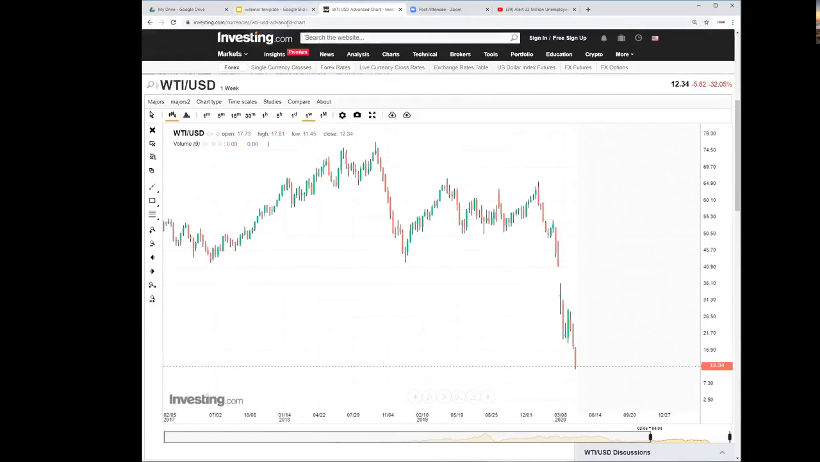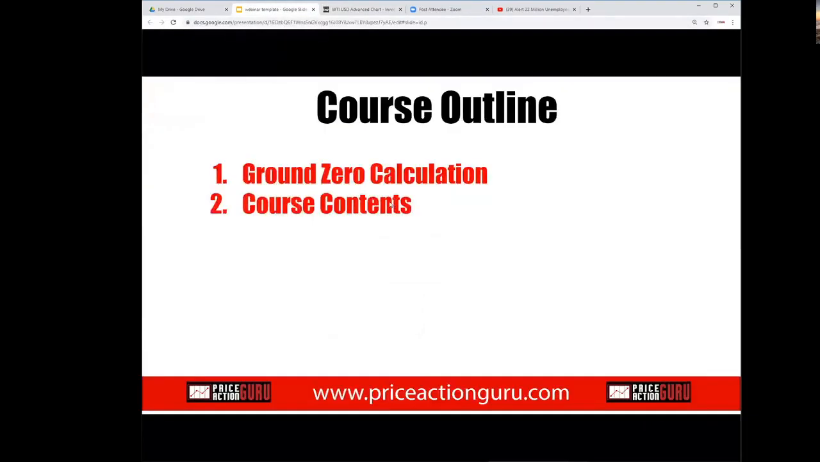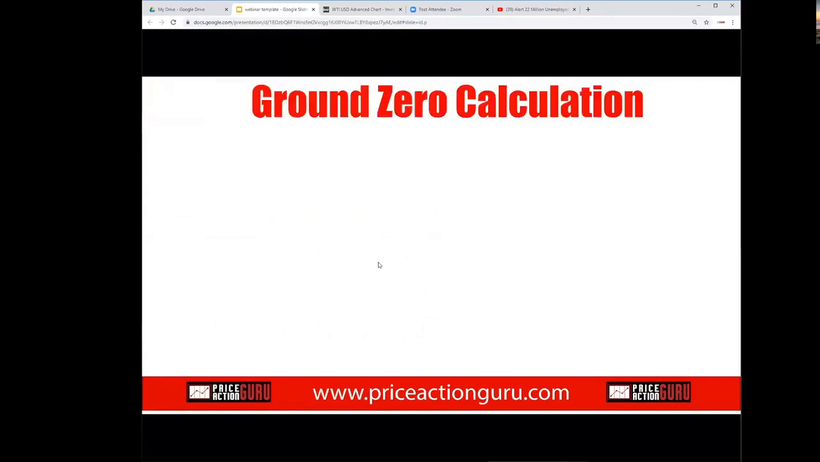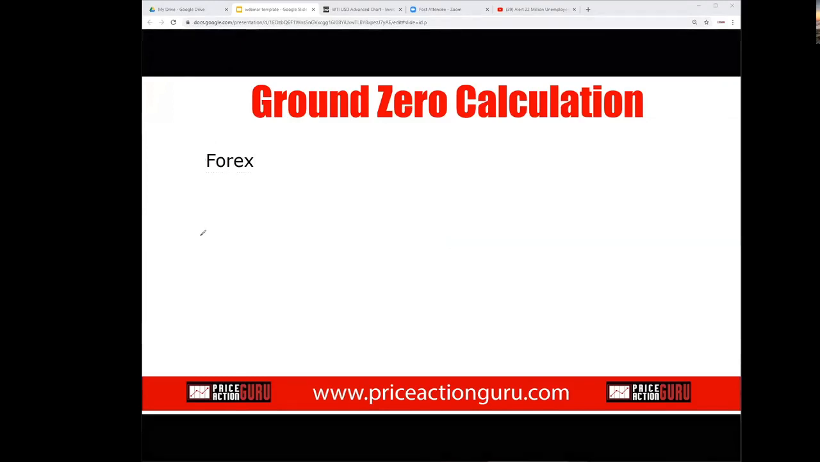Okay, now let's jump into the trade. Today I'm going to teach you ground zero calculation and a cost concept, which is order flow clearance. Now, what is this ground zero calculation? See, in Forex, let me write that for you guys. In Forex, literally we can't anticipate the ground zero.